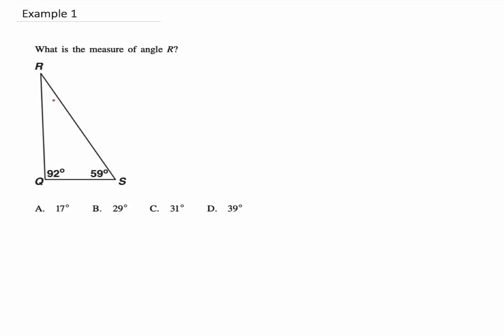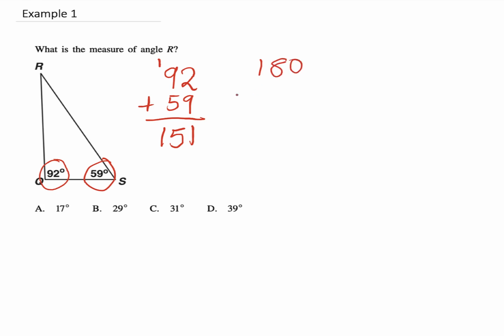Now remember what I said, all the angles in a triangle sum to 180 degrees. But I have two of the angles. So I'm going to add those together. 9 plus 2 is 11. 9 and 1 is 10, plus 5 is 15. So angle Q and angle S sum to 151. So to find R, I'm going to subtract 151 from 180. So 180, take away 151.